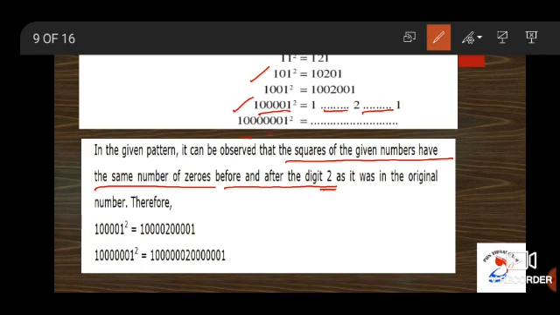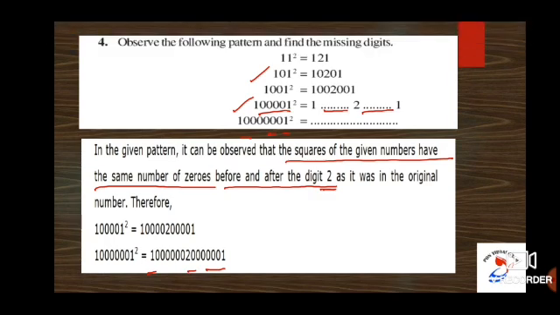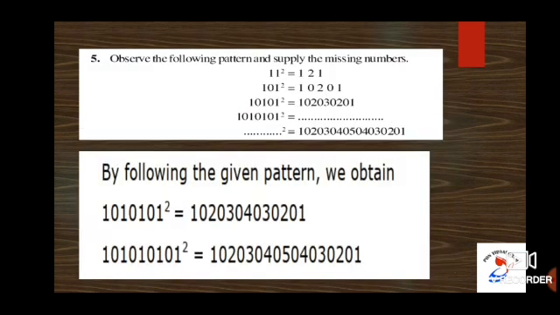So 2, 4 and 6. So here again you have to write 1 and you have to add around 6 zeros. Again number 2, again 6 zeros, and finally 1. So from the pattern you can observe, based on that we are adding the number of zeros. This completes the fourth problem. Let's move on to the fifth problem.